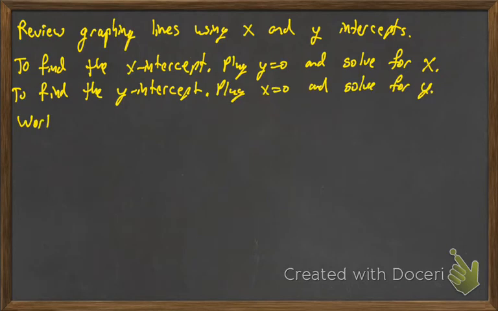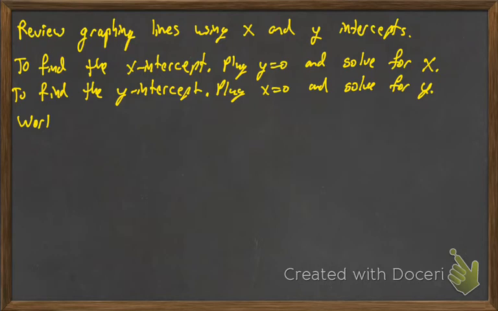So there's a little bit of a review of graphing lines using the x and y intercepts. If you want to find the x-intercept really of any function, you're going to plug y equals 0 in and solve for x. Sometimes y might be f of x instead, or g of x, or whatever we're calling it. To find the y-intercept, you're going to plug x equals 0 in and solve for y. Typically, that's the easier of the two if it's a function.